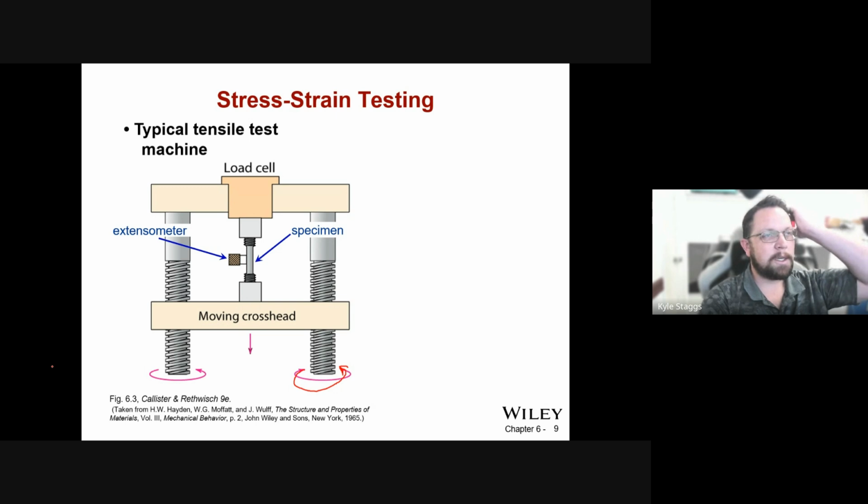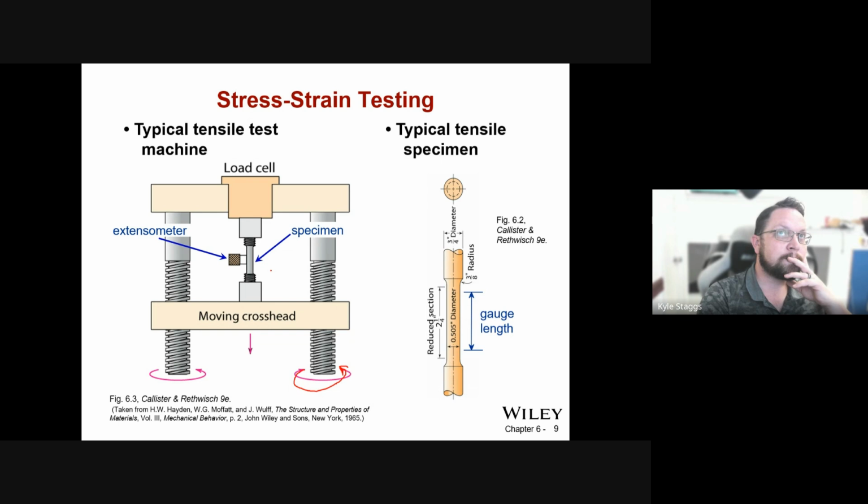But what this does is, as the crosshead moves down, so you have these co-rotating axes, as the crosshead moves down, it applies force to either end of that specimen. The load cell is measuring how far that goes. And then the specimen will have what's called a gauge length, which is you have the top and bottom of the specimen.